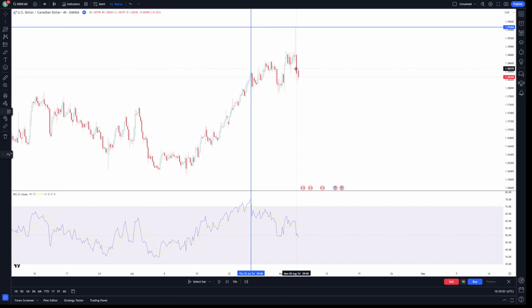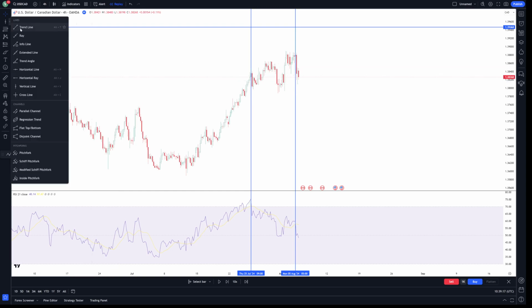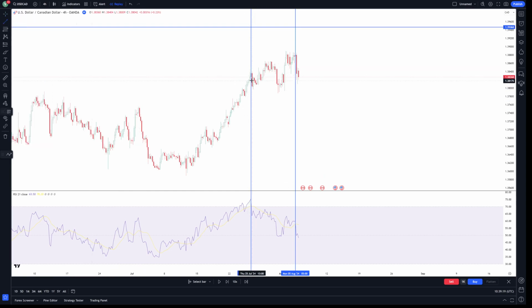Once you get used to this strategy, you won't need to do any of this. This is just to make sure you guys understand exactly what I'm trying to point out and exactly what I'm trying to get at. Okay, guys, so now I want to draw a trend line from the top of RSI to the top of price.